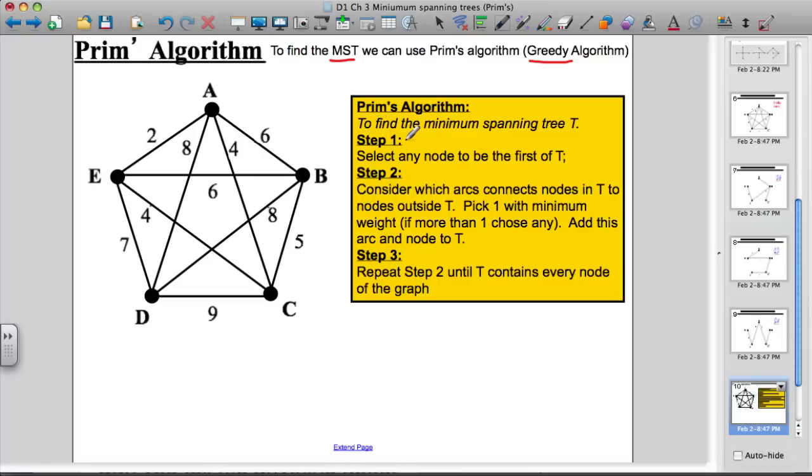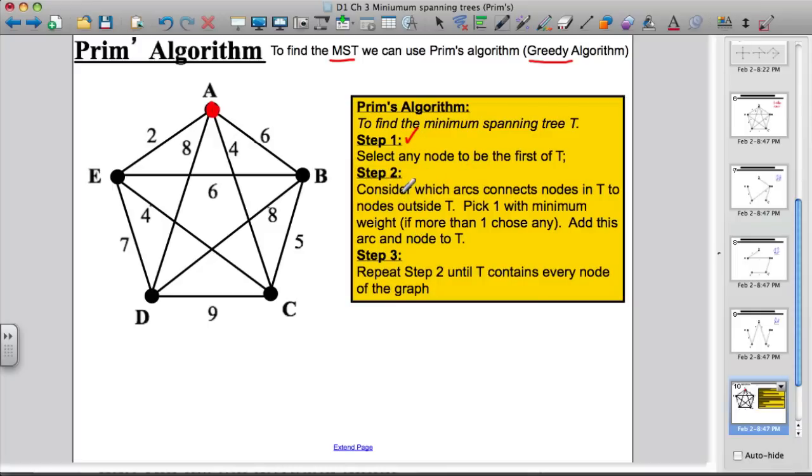Prim says that to find the minimum spanning tree denoted capital T, we select any node of the network to be the first of T. So why don't we pick A in particular? That's going to be our first node. And we've done step 1.